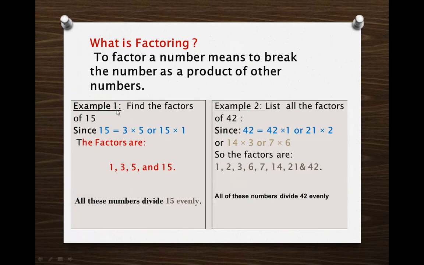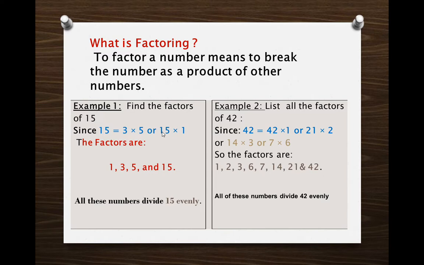Okay, what's factoring, by the way? Factoring means to break down a number as a product of two or more numbers. So 15, for example, comes from the product of 3 times 5 or 15 times 1. Once you have all the breakdowns, we don't have any other two numbers that will give us 15 as a product.